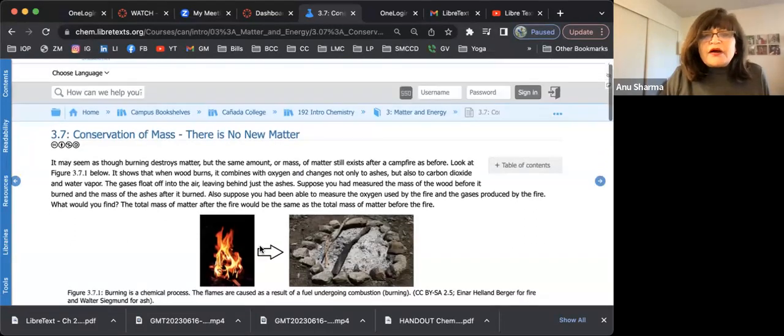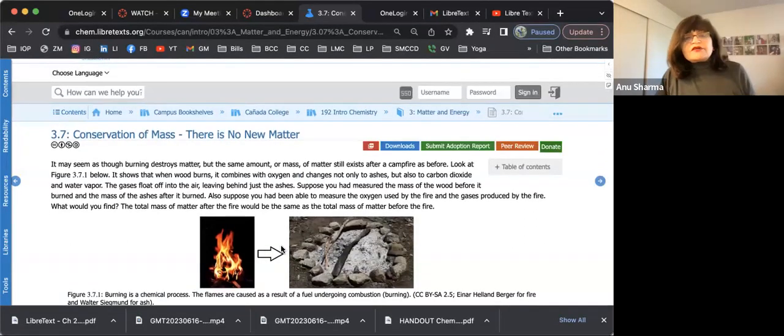Now, this part, conservation of mass in the new matter, we are going to stop here. We are going to only do till 3.6, and we're going to come back to it later.